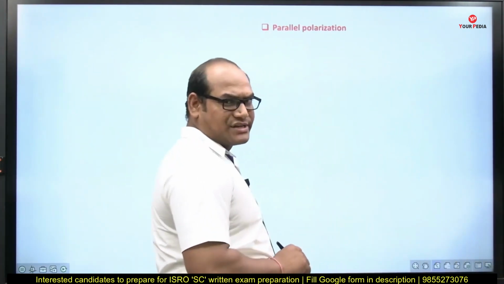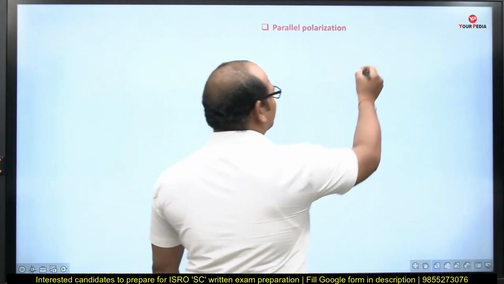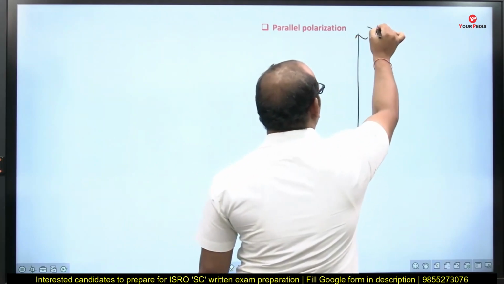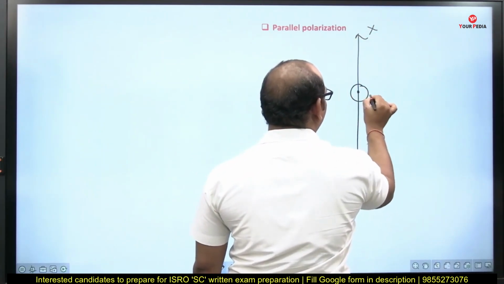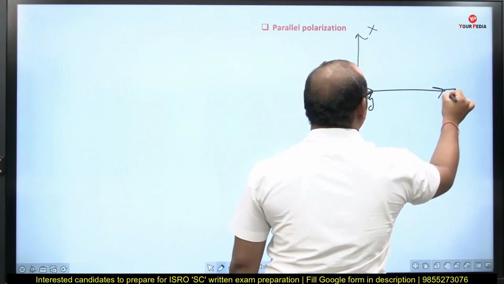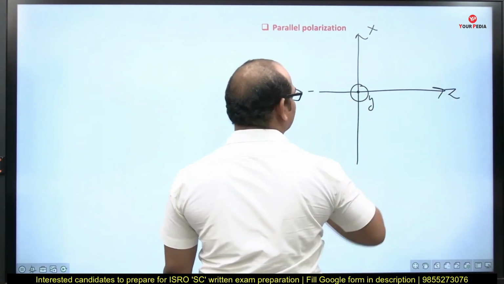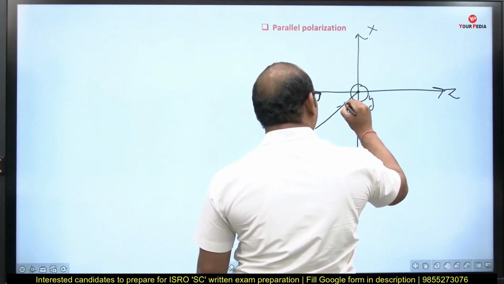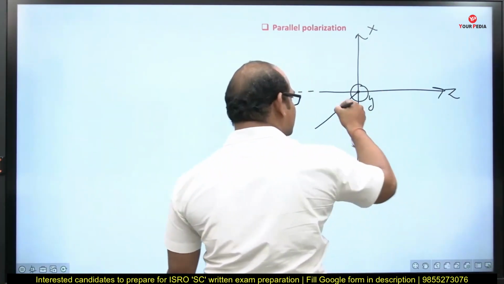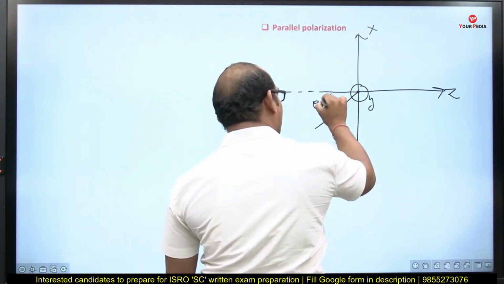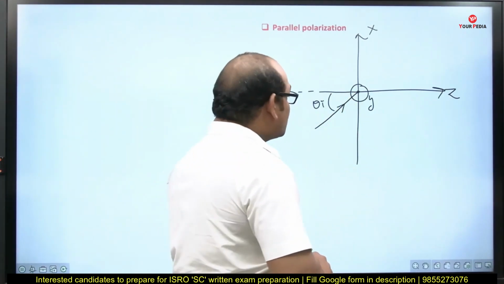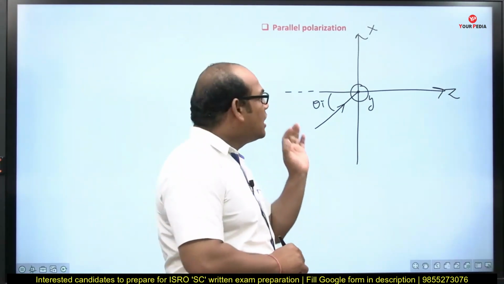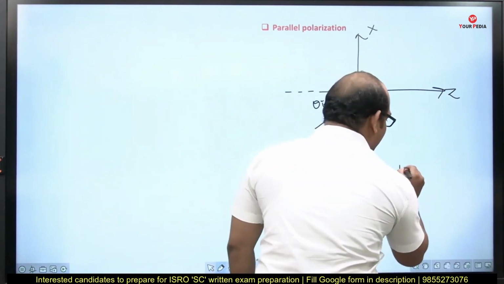Before going to see parallel polarization, see very carefully. This is the interface, x, and this is y, this is the normal to the interface, and I am also extending the normal. As I said, we are sending this electromagnetic wave incident on the interface by making a certain angle theta i with the normal to the interface. Again the right hand thumb rule we have to apply. Before that, we need to define one thing, that is the plane of incidence.